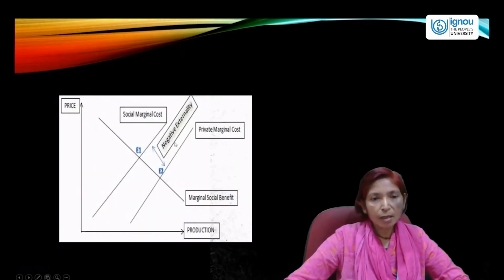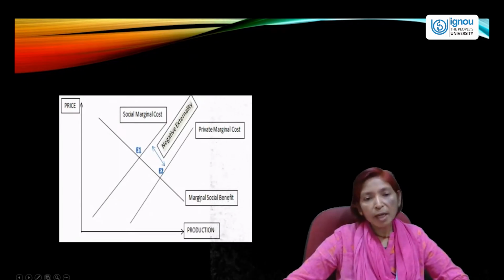Now this diagram clearly explains this fact. Here the demand curve is a downward sloping curve, and this is the social marginal cost curve, and this is the private marginal cost curve, where the social marginal cost curve intersects the marginal social benefit curve. The point is E1, and where the marginal social benefit curve or demand curve intersects the private marginal cost curve, equilibrium point E2 is determined.